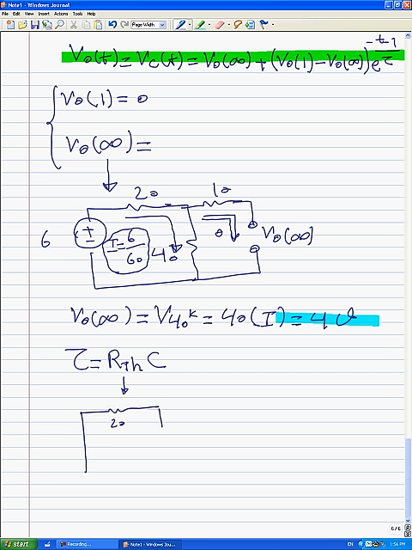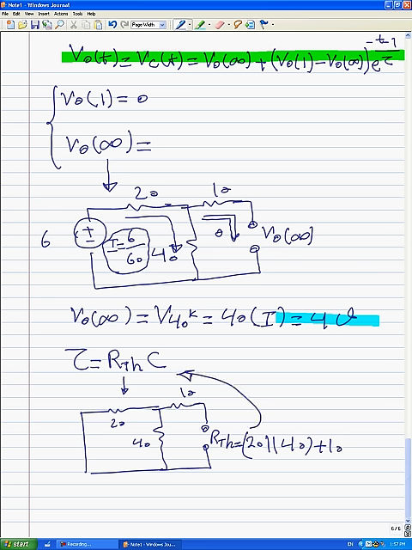And here we have 20, here we have 40, and here we have 10, and we want to find the equivalent resistance here, or Thevenin resistance here. Thevenin resistance here is equal to 20 parallel to 40 plus 10. And after that, by applying R Thevenin in tau, tau should be calculated to 0.069 second. This is the final answer for tau.